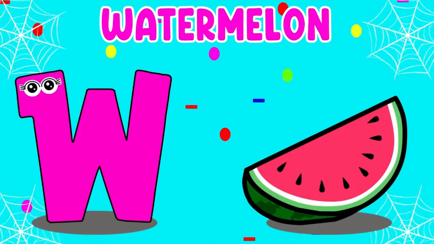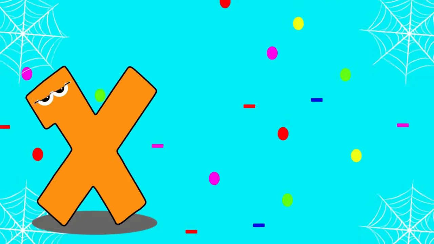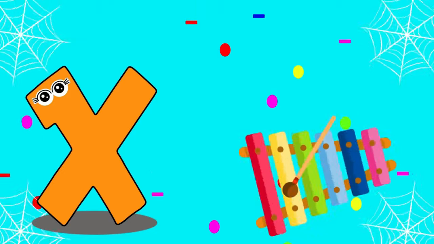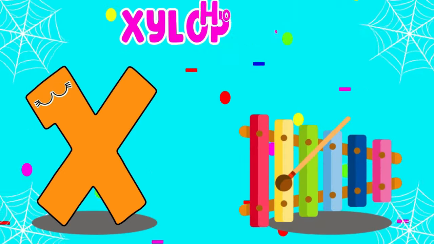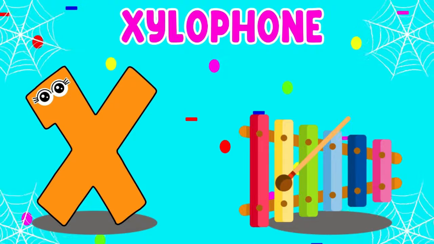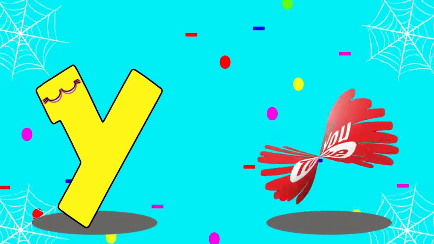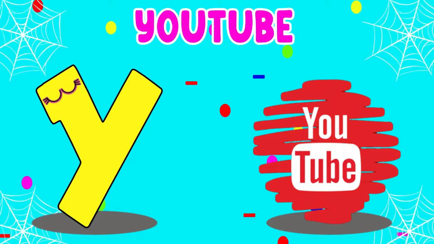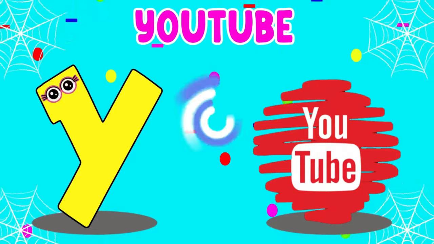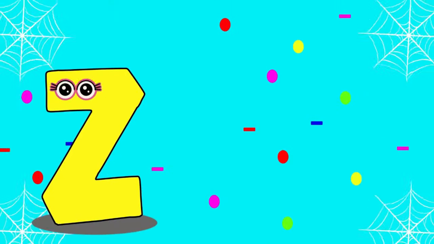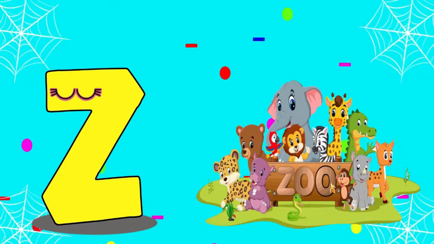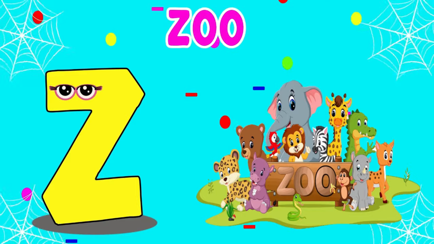W for watermelon. X, X for xylophone. Y, Y for YouTube. Z, Z for zoo.